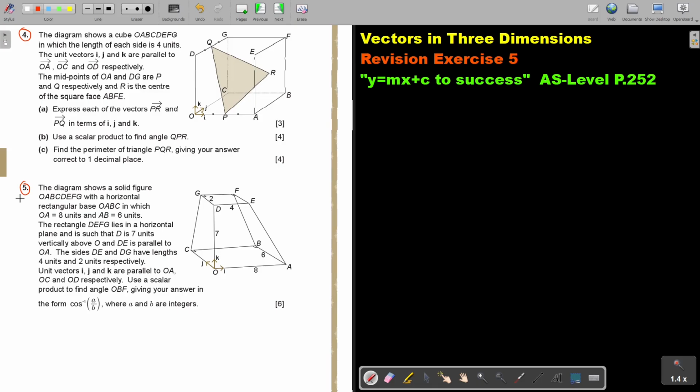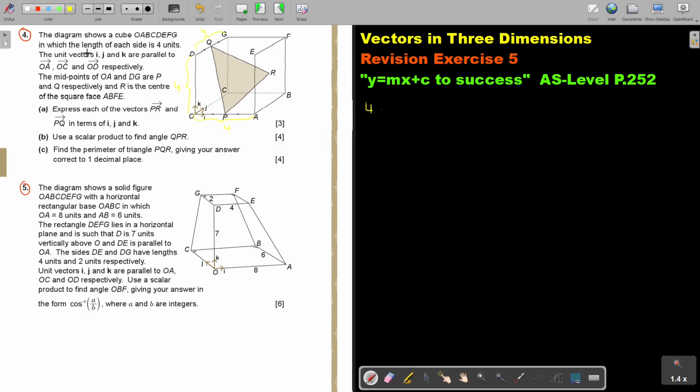Okay, let's start with number 4. The diagram shows a cube O, A, B, C, D, E, F, G, in which the length of each side is 4 units. This is very important. So remember, it's a cube and that's 4. And if I go for that, it's 4. And if I go to the back, it's 4.